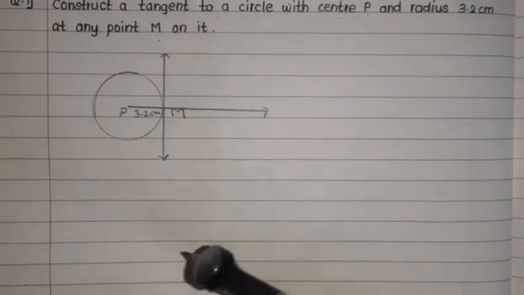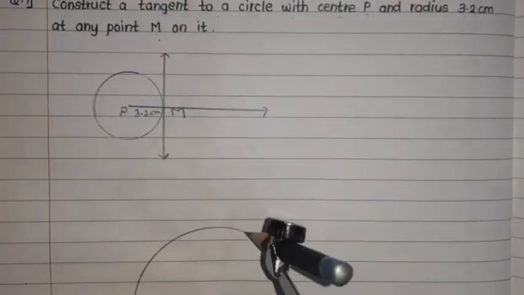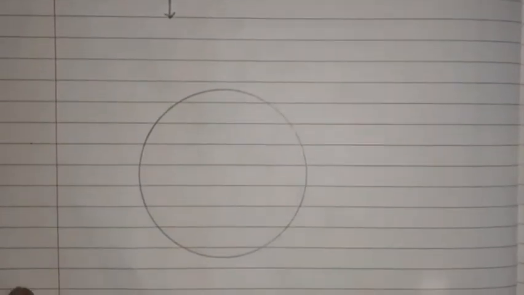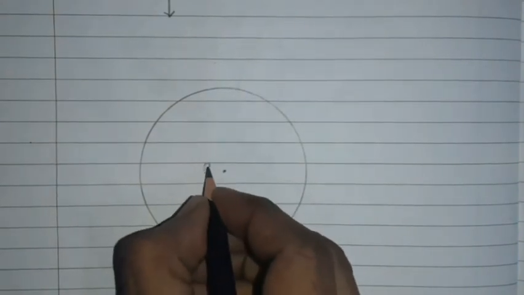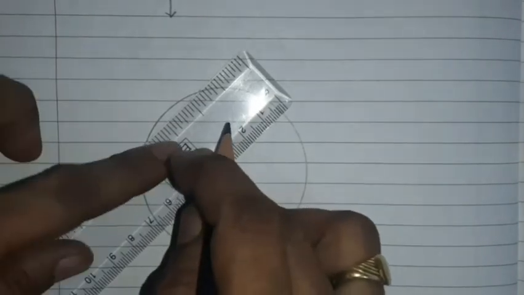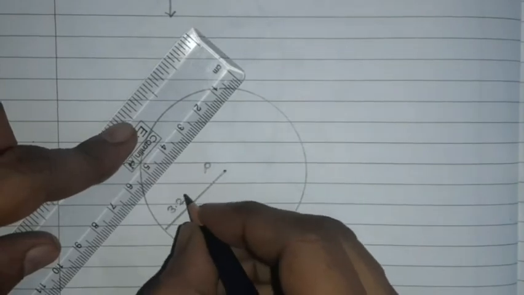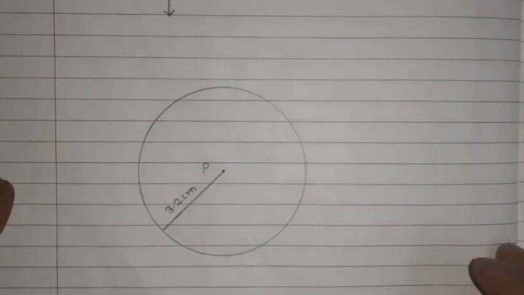Now, dear student, the distance between these 2 points is 3.2 centimeter. Therefore, first of all we have to draw a circle. Dear student, you have to use it like this, and this is a circle of 3.2 centimeter. Here the center is P. We have to give the name of the center. Then we have to show the radius. Dear student, this is the radius and it is 3.2 centimeter.